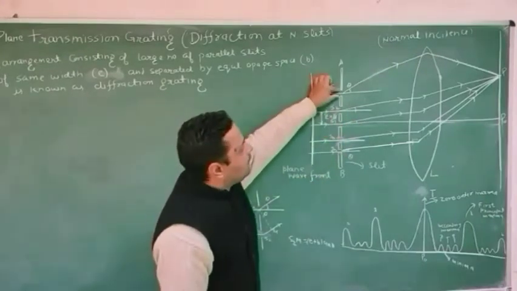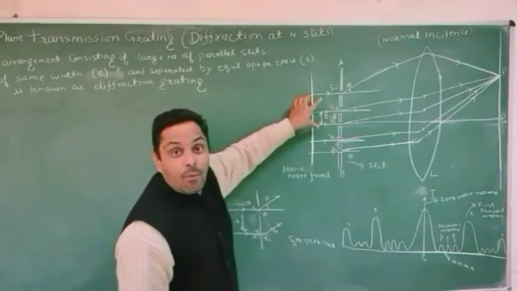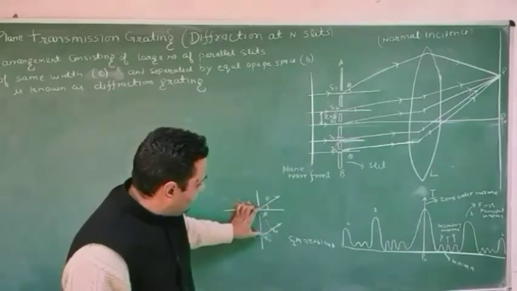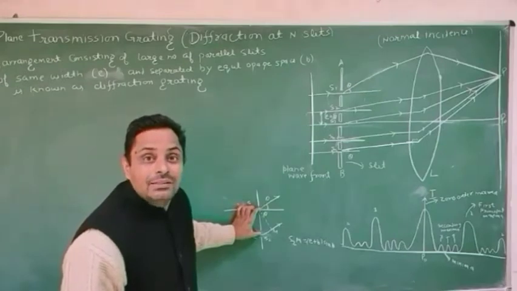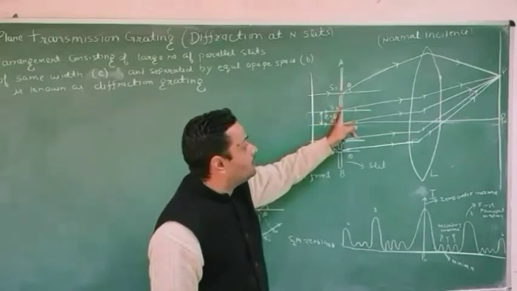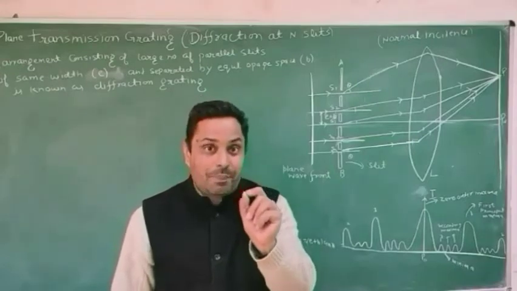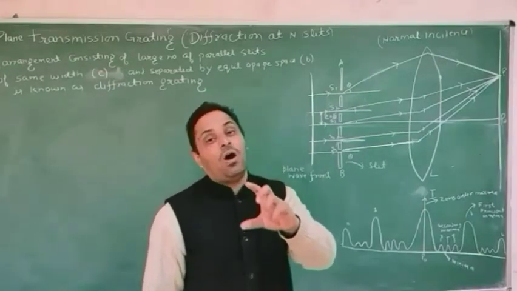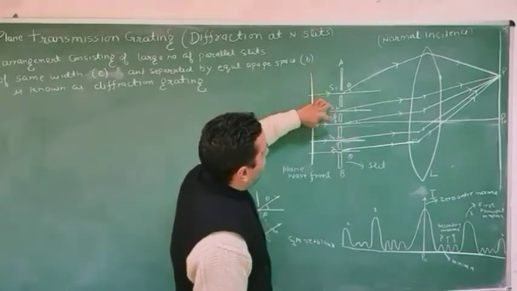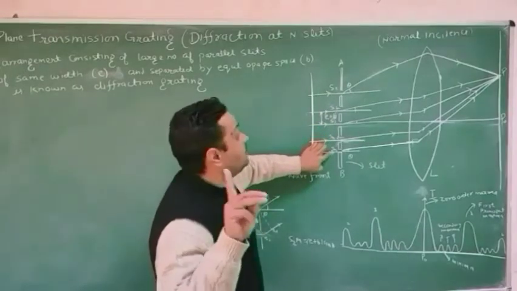If e is the transparent portion width and b is the opaque portion width, then e plus b is the total grating element. Understand, the distance between two slits will be e plus b. e is the width of the transparent slit and b is the width of the opaque portion. So these are the slits S1, S2, S3, S(n minus 1) and Sn. Suppose there are N slits.